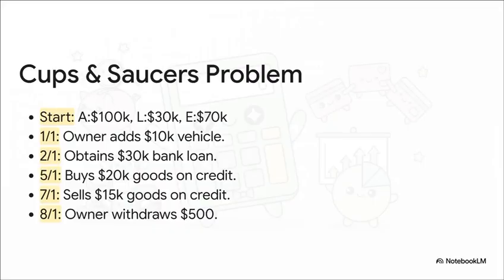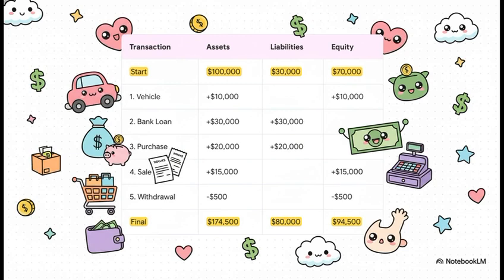All right, here's the setup. We've got a business called Cups and Saucers. We've got our starting numbers for assets, liabilities, and equity. And notice, they already balance. Our mission, should we choose to accept it, is to go through these 5 transactions one by one and see how they shake up the equation. Okay, let's break this table down line by line. Don't worry, we'll take it slow.